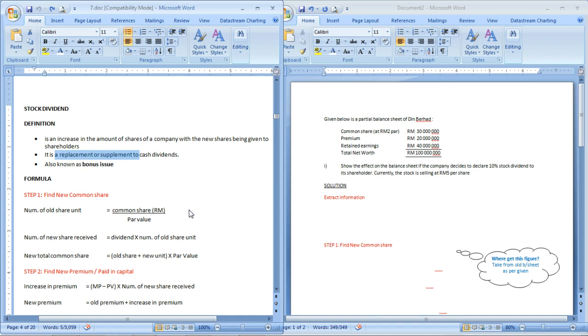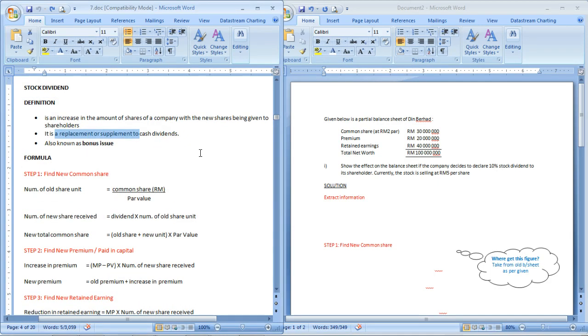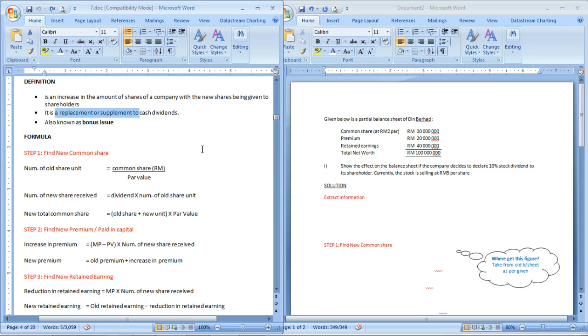The company decides, I don't want to give you cash dividends, but I can give you extra shares. By giving stock dividends to shareholders, this will impact your balance sheet, especially the amount of your common stock, premium, and retained earnings, which will increase. This is also known as a bonus issue. Sometimes a company gives extra shares, and that is considered dividends to shareholders. So don't think that a company only gives cash dividends, they also give them in the form of shares.